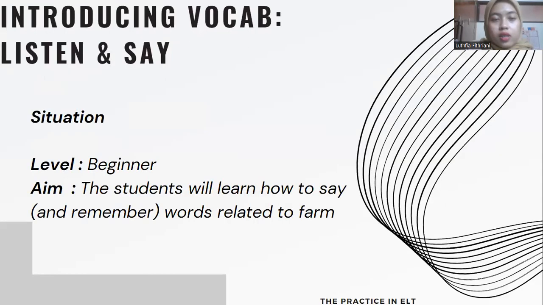The first is listen and say. How do we implement listen and say in the classroom? I will give you an example. Imagine that we will teach beginner students, and the aim of the lesson is that the students will learn how to say and remember words related to the farm.